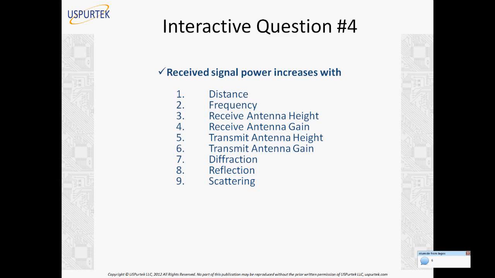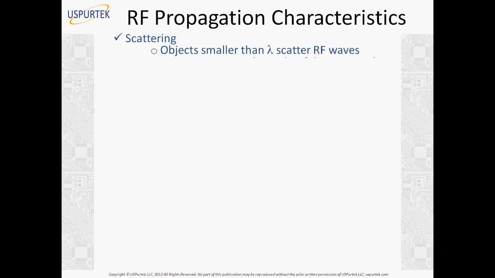Very good. So the correct answers are 3, 4, 5, and 6. Of course, we have seen that with distance, the power does not increase. It rather decreases. Power decays with distance. With frequency, no, it does not increase. It decays, actually, right? Receive antenna height, of course, plays a part here. The more the height of the transmitter and the height of the receiver, the more the received signal power will be. Transmit antenna gain and receive antenna gain also play a part here. Of course, diffraction, reflection, and scattering always dissipate power. Very good. Let's move on to the next slide, the next portion of this.